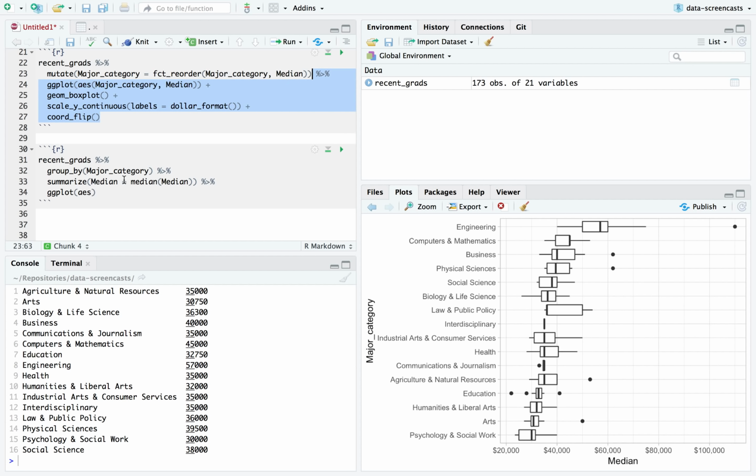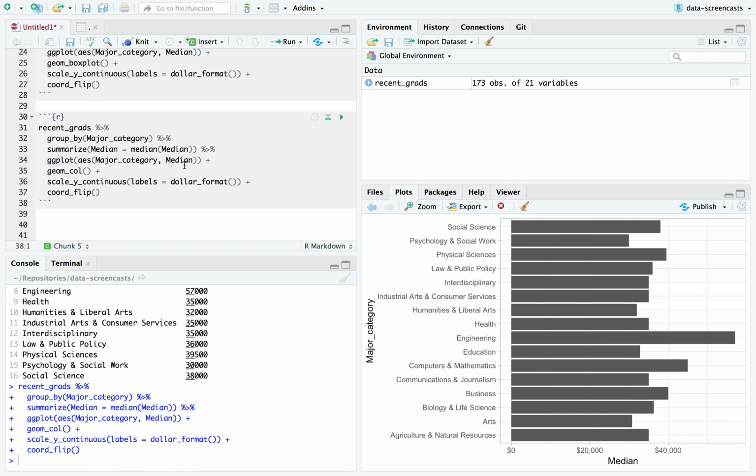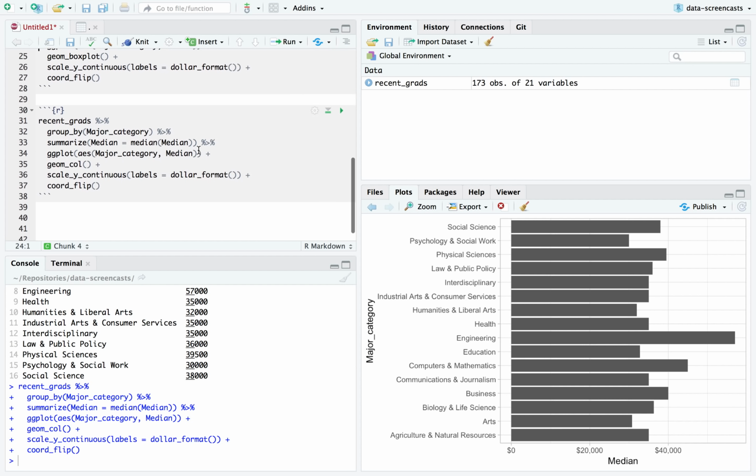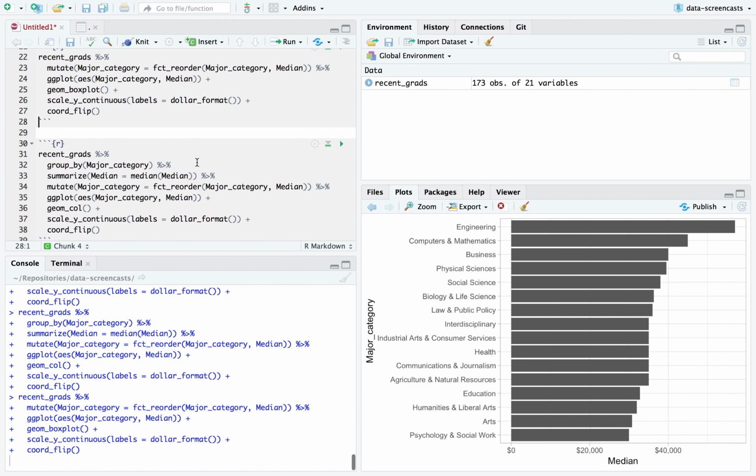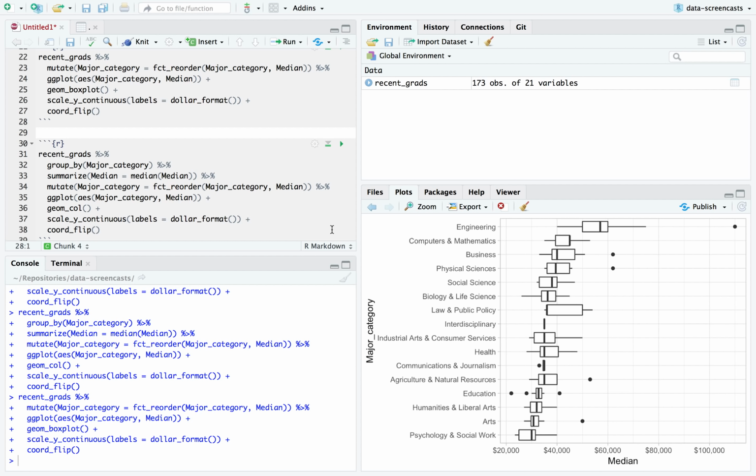So I'm going to just copy and paste, but change this to geom_col from geom_boxplot. This will show the median salary for each category. I'm going to need to add one more. There it is, and it brought back my reordering. So those are two ways we could have shown very similar data: a bar plot of the medians, or a box plot. Notice the box plot gives strictly more information, so I kind of like that about it.